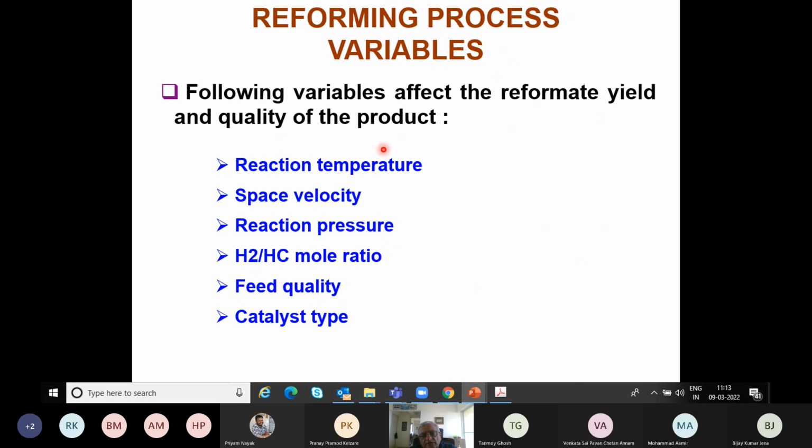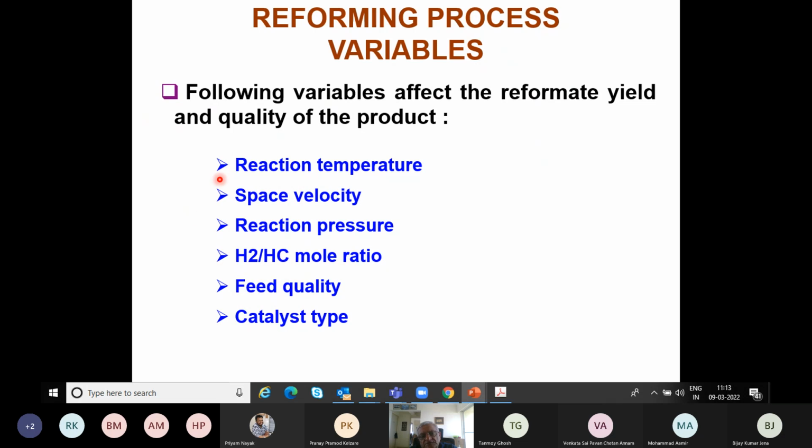So there are four important variables: reaction temperature, space velocity, reaction pressure, and hydrogen to hydrocarbon mole ratio. So these are the four important variables. And other than that, feed quality is something that is not in the hands of the operator. That depends upon the crude. If it is naphthenic crude, it's supposed to be a better feed for reforming because the N plus 2A becomes higher. And the catalyst type, of course, once loaded, it lasts for 5 years before you change.